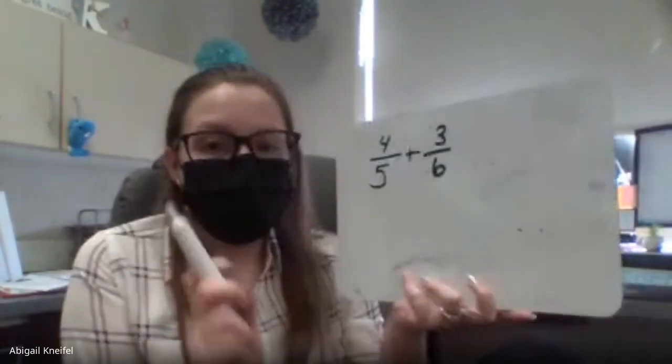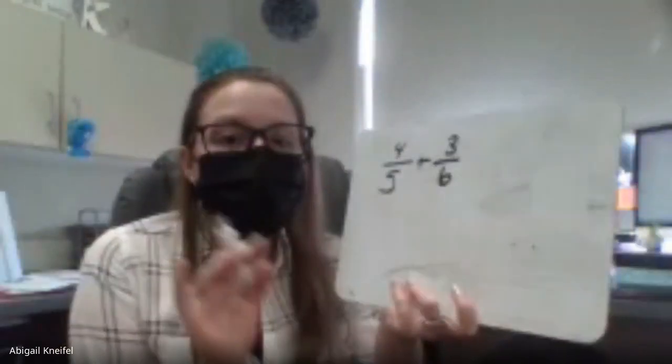All right, let's give it a try. If you're not totally done, that's fine. So, remember, first thing is we need to find the common denominator between 5 and 6. So what's Mrs. Kneifel going to do? I'm going to count by 5s. 5, 10, 15, 20, 25, 30. I ran out of space.